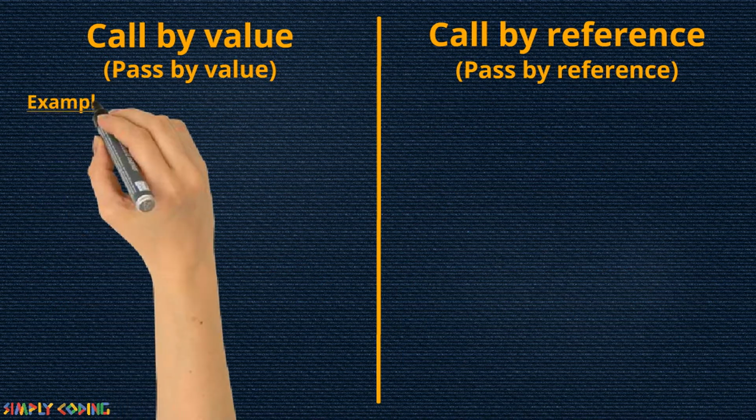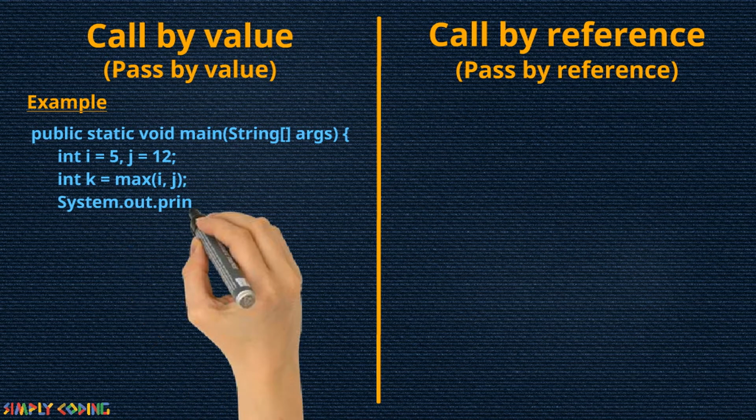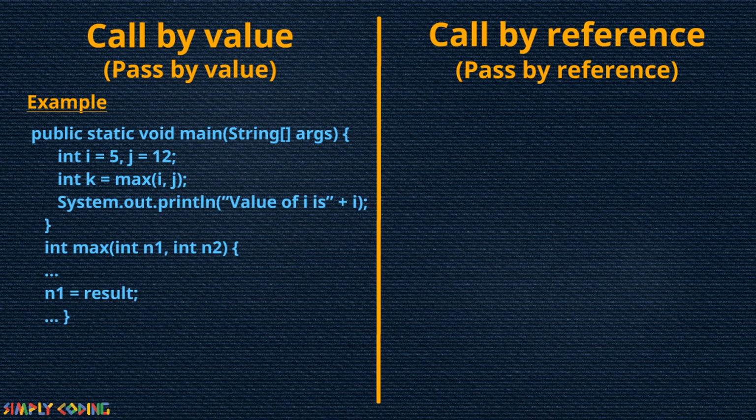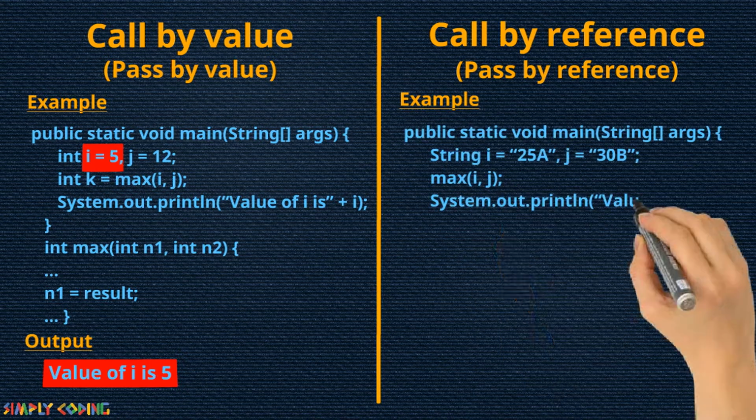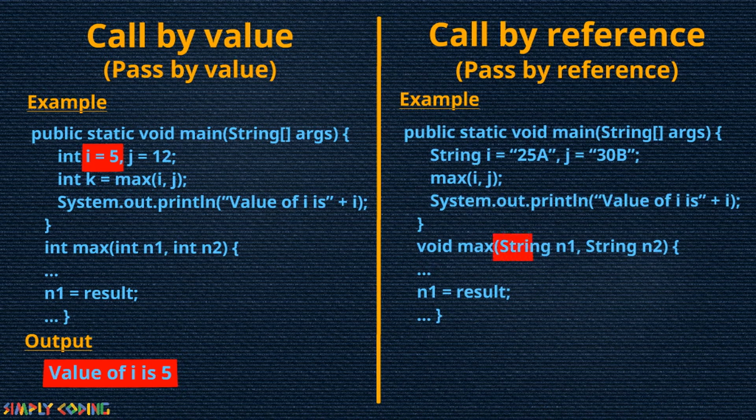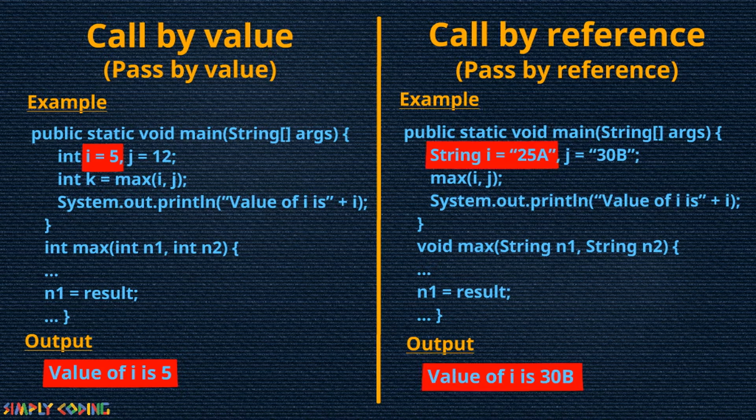Let's see this with an example. In pass by value, we know int is a primitive data type. Here we will pass int values n1 and n2, which even if the method tries to change, the original values are not changed in the main program. In pass by reference, we know string is a reference data type. Here we will pass a string value which is modified by the method. Once the control is back to the main method, you can see the value is changed.